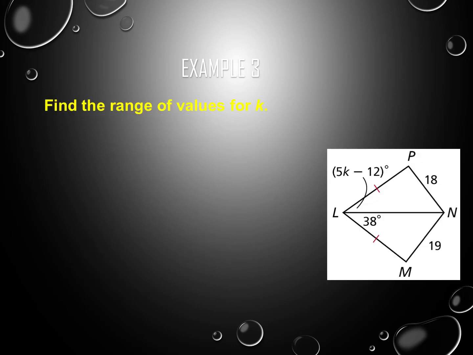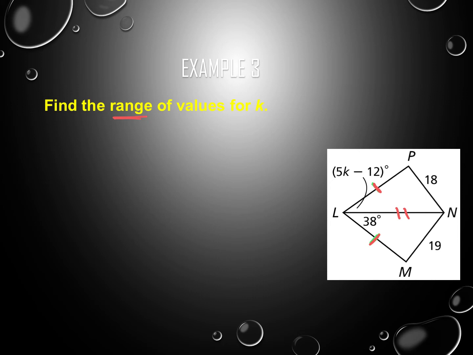Okay, the next one, they want us to find the range of values for K. So I'm going to be setting up two inequalities to solve. I first, though, have to determine which angle is larger. The first thing I'm going to look for is to make sure that I can use my Hinge theorem, and I need to determine if I've got congruent sides. So I have this side congruent here, and then I've got the one here in the middle, the reflexive.